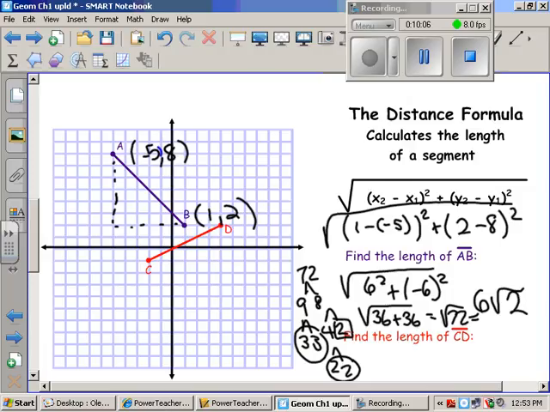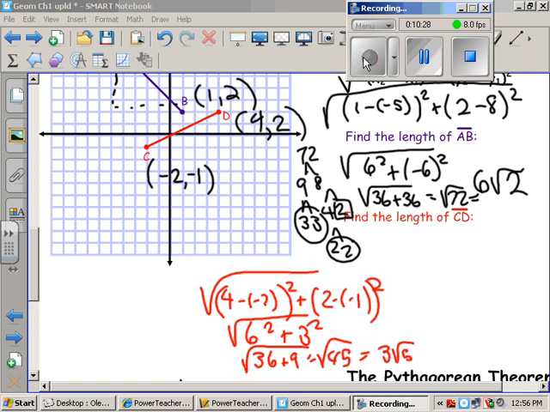It should be more than 6, so it's 8 point something. So this is the exact answer, and that's generally the one we're going to use, but there's also the estimated answer where you just plug it in your calculator. Those are actually units, because we don't know what these squares are. All right, so take a second and try CD. How many people got 3 square root of 5 or square root of 45?